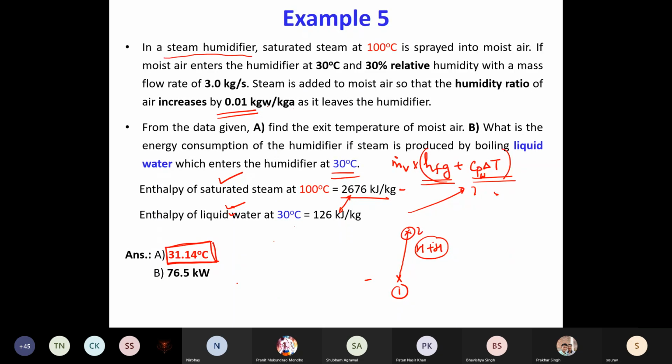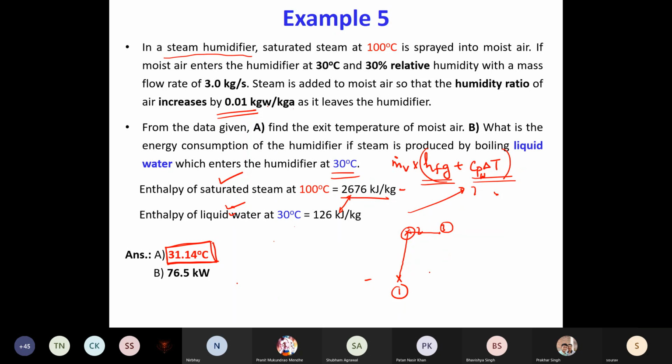So you're almost moving on a vertical line. It's not exactly vertical, but almost vertical. In case you want further heating, you will have to put a preheating coil. After this, you can provide a heating coil, and this could be your exit state.